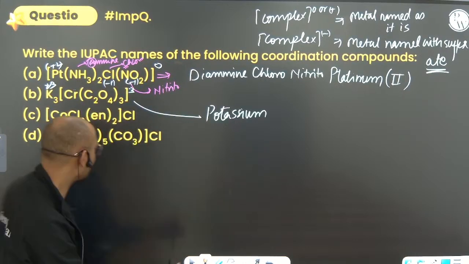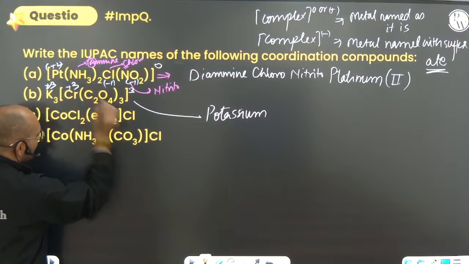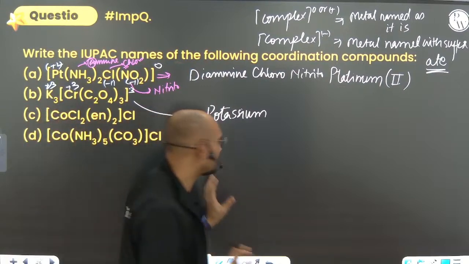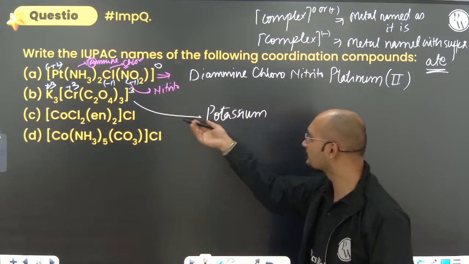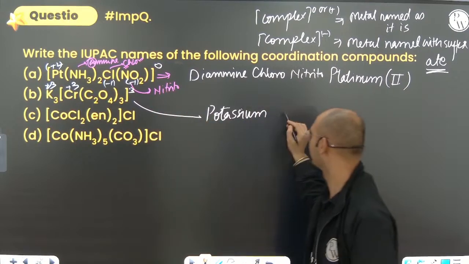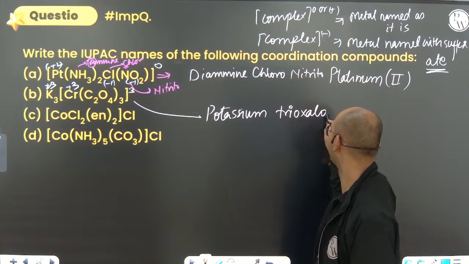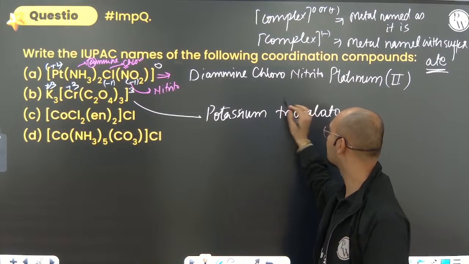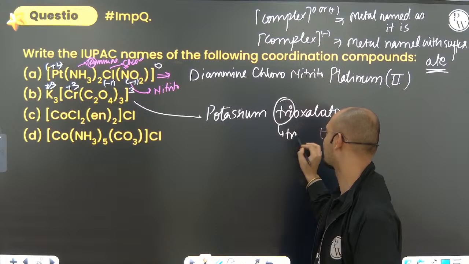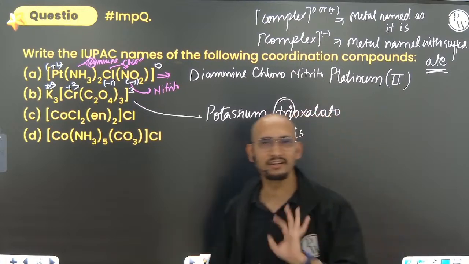So who has cancelled this 3? Chromium. So chromium has charge how much? +3. Simple oxidation number finding. Next, how many oxalate are there? 3. So what will you say? Trioxalate. And sometimes this is also used as tris. For oxalate, both tri and tris are used.